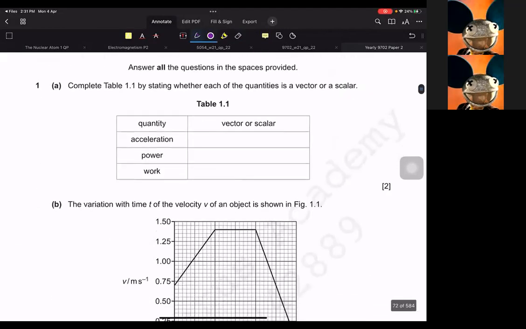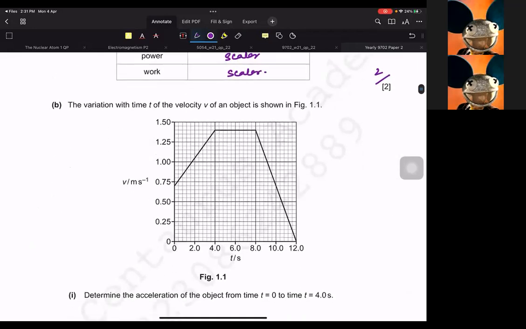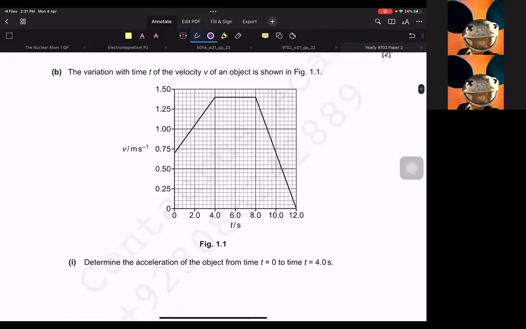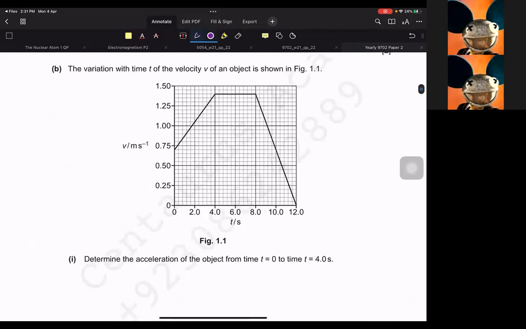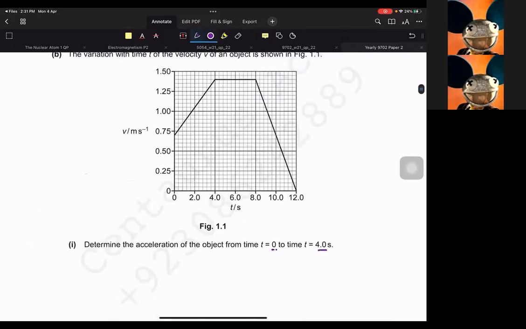Now, for the very first question, they said which is vector, which is scalar. So naturally, acceleration is vector, power is scalar. Keep checking your work, please. And this is scalar. So you get 2 marks here. Then in the next part of this, they said determine the acceleration of the object from this to this.